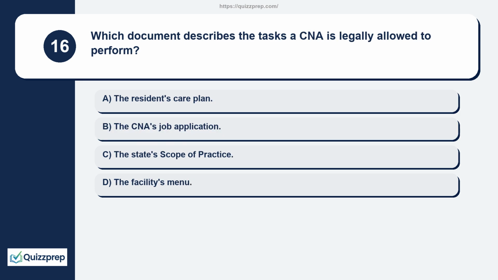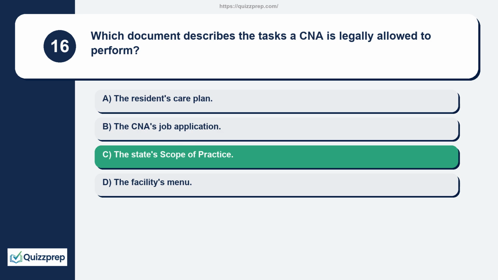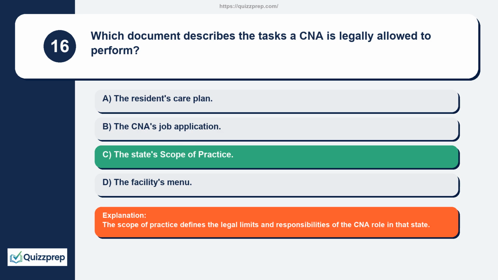Question 16. Which document describes the tasks a CNA is legally allowed to perform? The resident's care plan. The CNA's job application. The state's scope of practice. The facility's menu. The scope of practice defines the legal limits and responsibilities of the CNA role in that state.